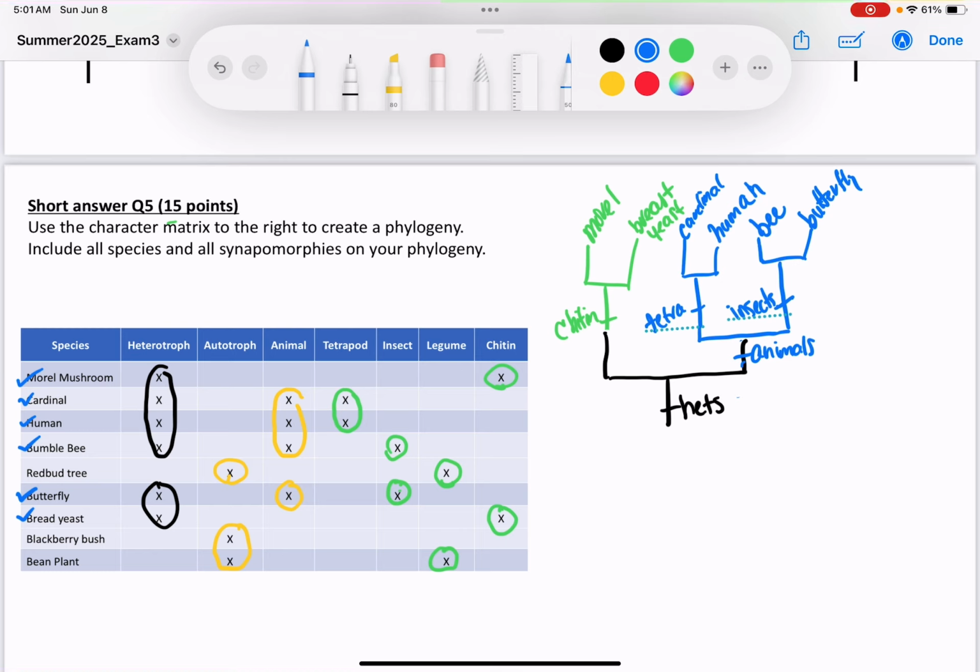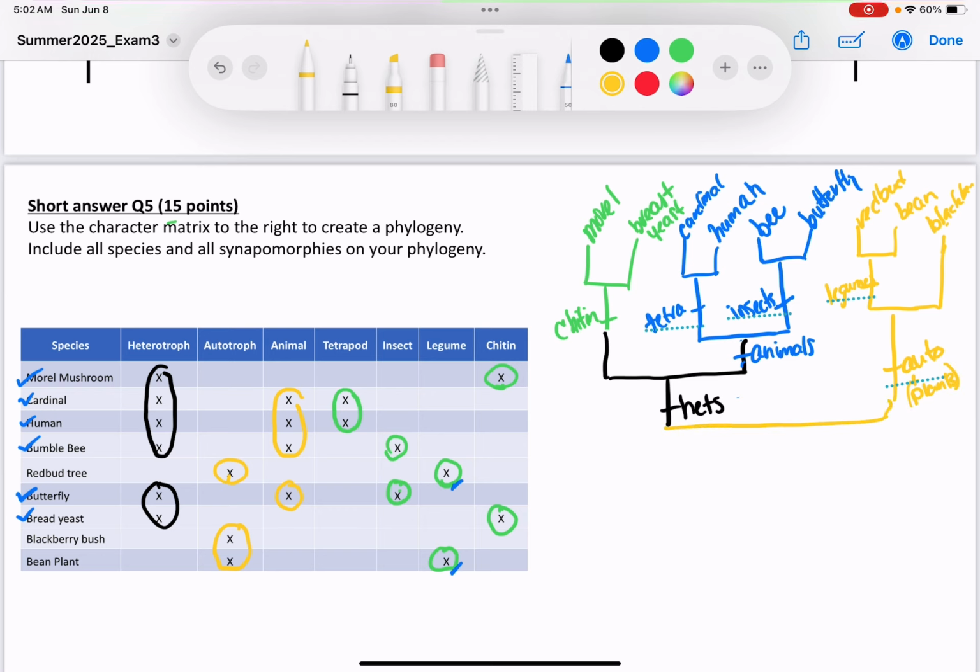And so now I've got my autotrophs, I've got my plants, and it looks like the redbud tree and the bean plant are more closely related to each other. So I'm going to do a redbud and the bean plant, and then the blackberry bush is outside of them. So they were together because they're legumes. And then we have the blackberry. Right? And they were all plants, they're all autotrophs. In this case, and plants. I'm just going to put that in parentheses.